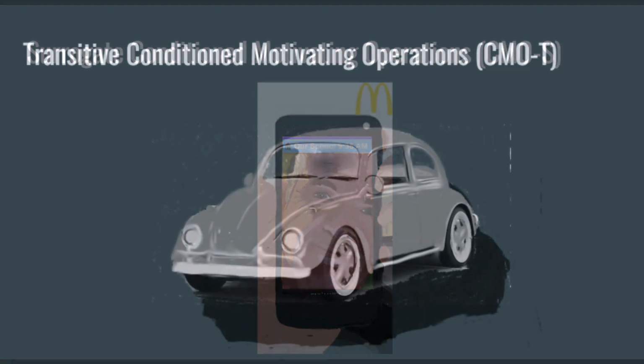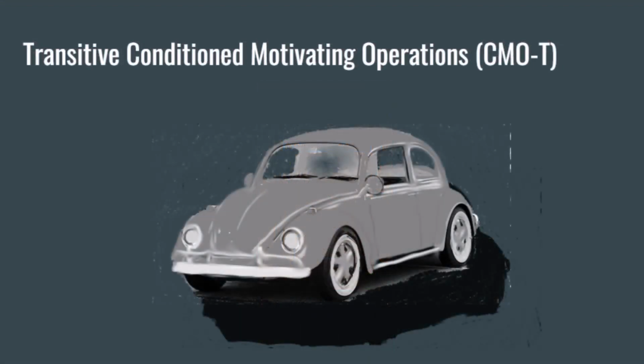A transitive CMO establishes or abolishes the need for something else in the environment as a reinforcer or punisher rather than altering itself, and increases the value of the second stimulus. The value of a key is nothing when you have nowhere to go, but it increases when you want to drive somewhere, and increases even more when you're late for work. Extremely important.